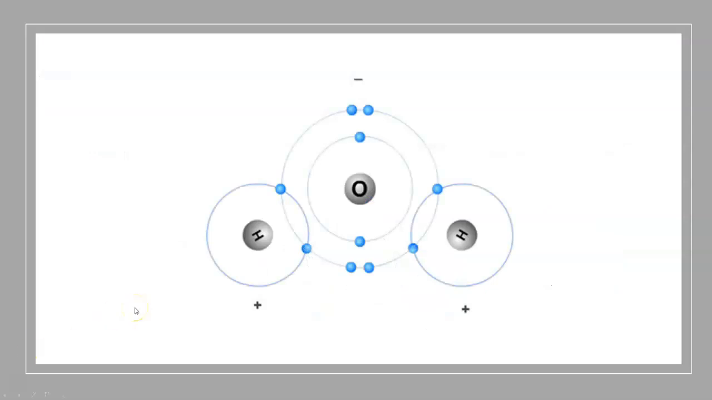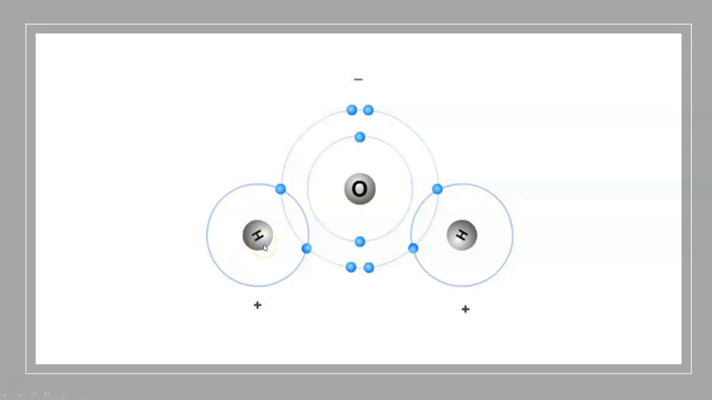So here's that same picture. I just wanted to show it to you a little bit bigger. Oxygen has 6 valence electrons on the outside, on its outer shell. Hydrogen only has 1. So if I were to count these up, you'd see oxygen has 1, 2, 3, 4, 5, 6 electrons in its outer shell. This electron here belongs to the hydrogen. This electron here belongs to this hydrogen.